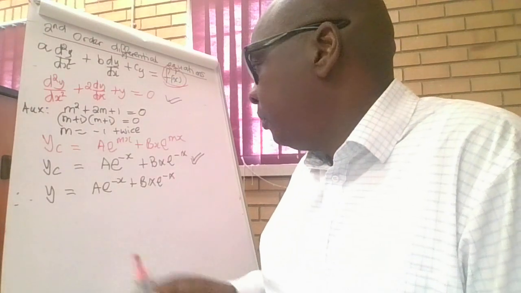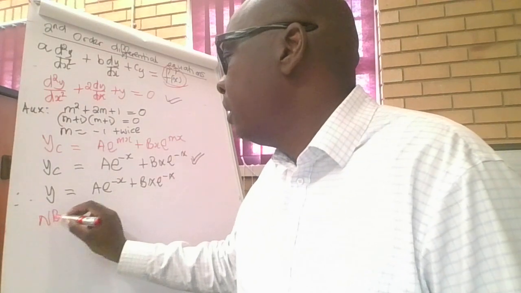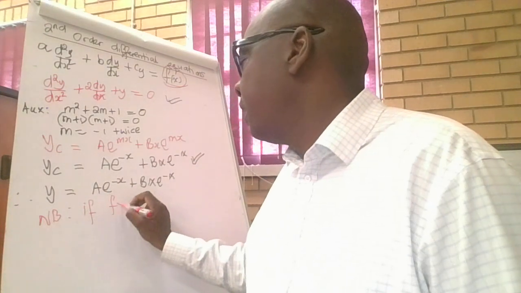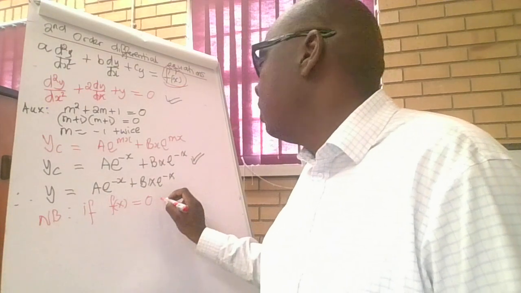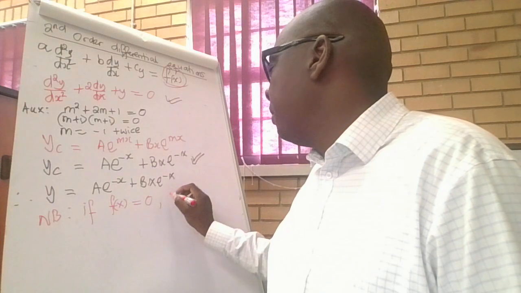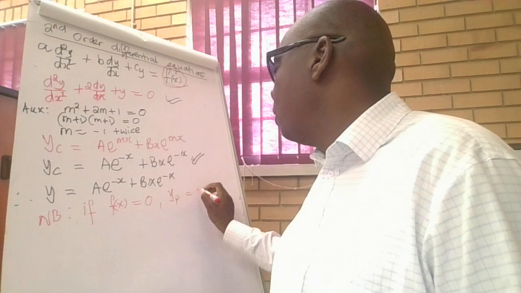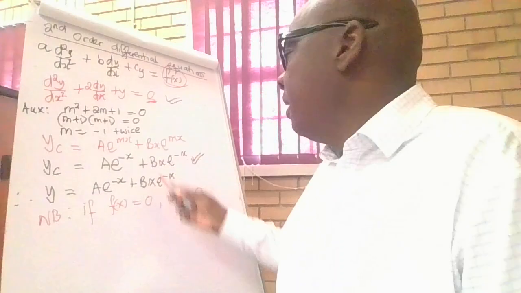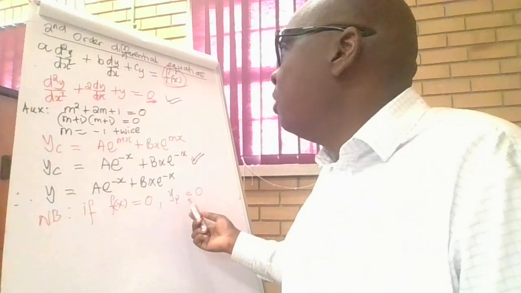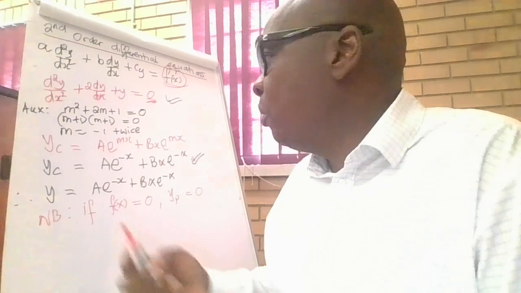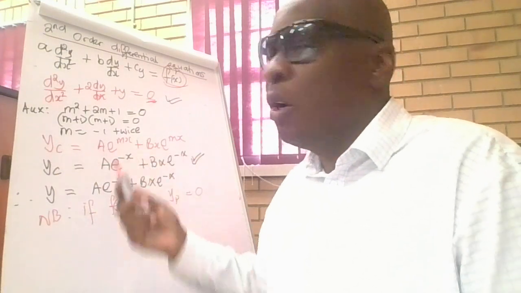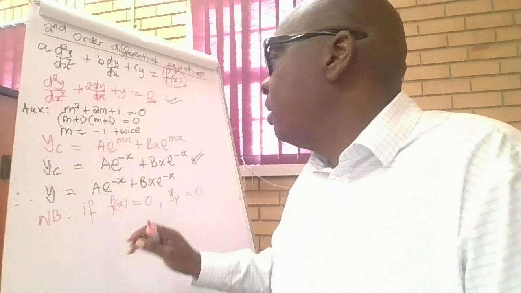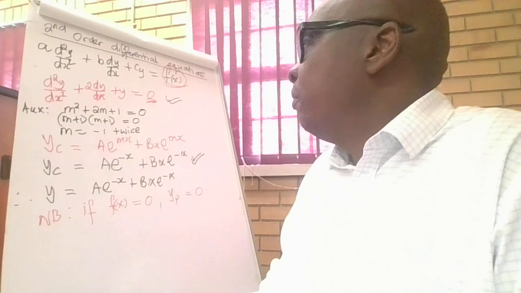Note that we said if f of x is equal to 0, then it follows that yp would also be equal to 0. So if your f of x is 0, then that means yp is equal to 0. So there's no need to calculate yp. All you need to calculate is yc, the complementary function. So we have literally found the solution to this differential equation.